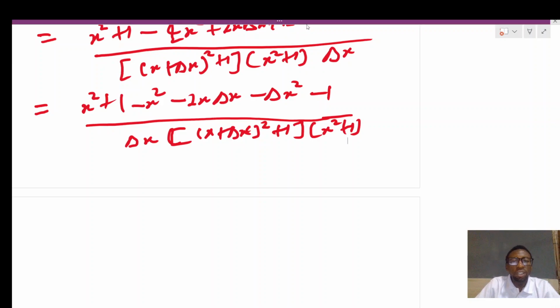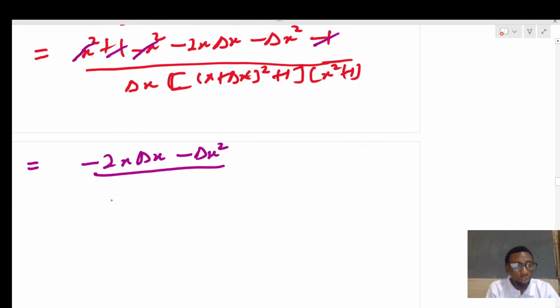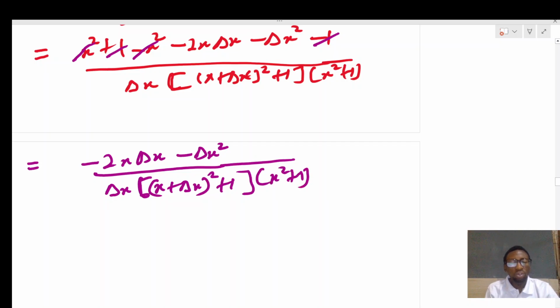So you see that at this point I can say x squared cancels x squared, plus 1 cancels minus 1. So I'll be left with minus 2x delta x minus delta x squared, over delta x, square bracket x plus delta x all squared plus 1, then another bracket x squared plus 1. The square bracket is like a bigger bracket that holds another bracket inside of it.